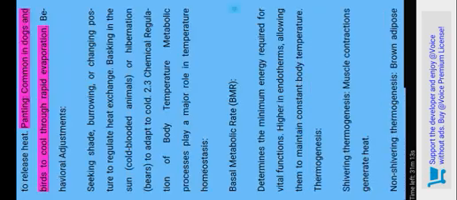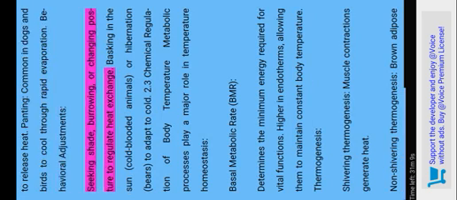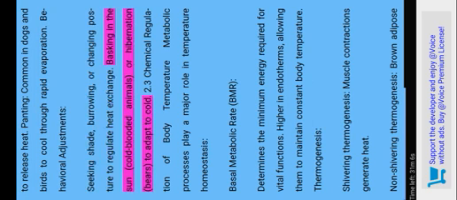Evaporative cooling. Sweating, used by humans and some animals to release heat. Panting, common in dogs and birds, to cool through rapid evaporation. Behavioral adjustments: seeking shade, burrowing, or changing posture to regulate heat exchange. Basking in the sun for cold-blooded animals, or hibernation in bears to adapt to cold.